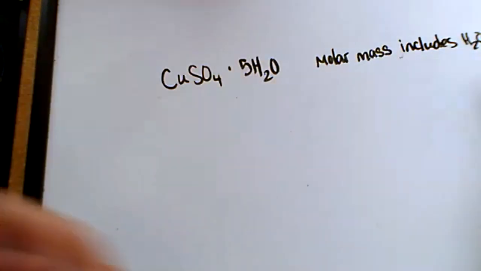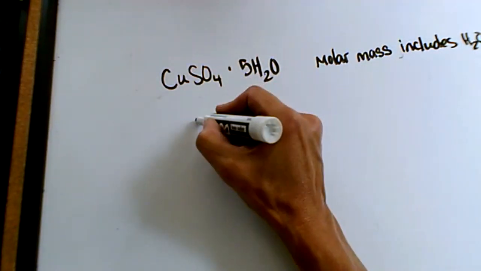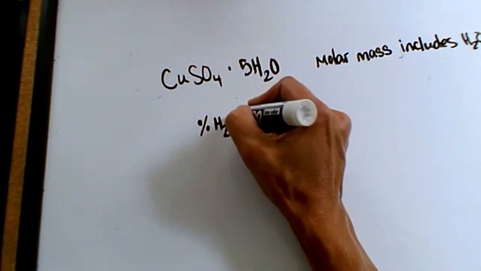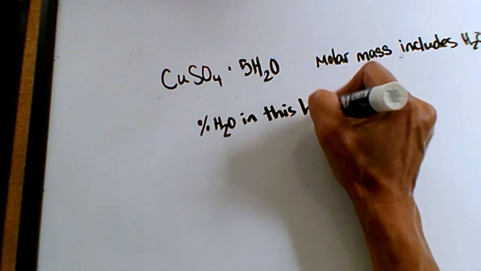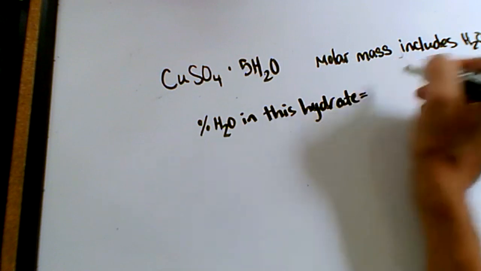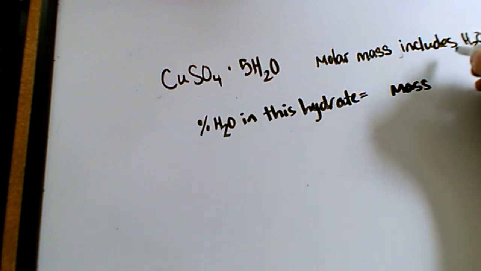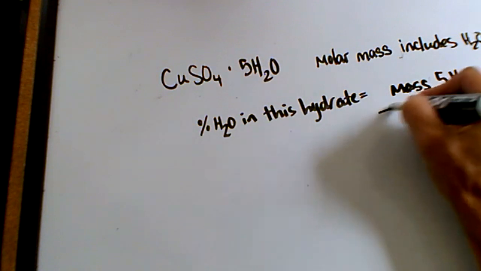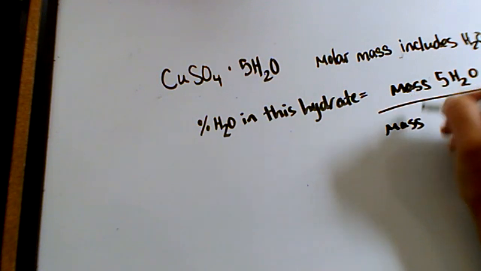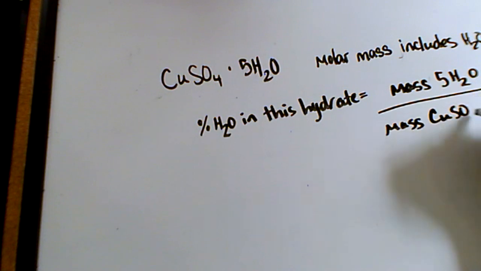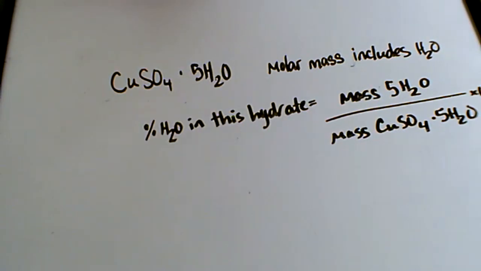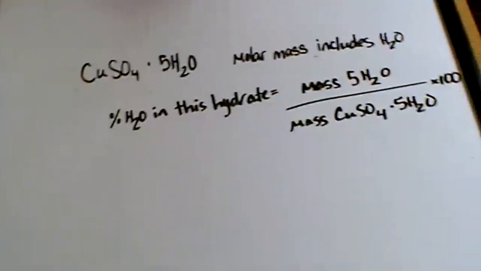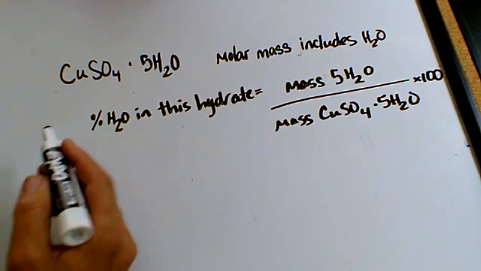All right. Now, another thing to realize is that the percent H2O in this hydrate is simply equal to the mass of the 5 waters divided by the mass of the compound, right? And then because it says percent, we would multiply times 100. All right, so let's go ahead and do that, and then we'll use those numbers again in a moment.